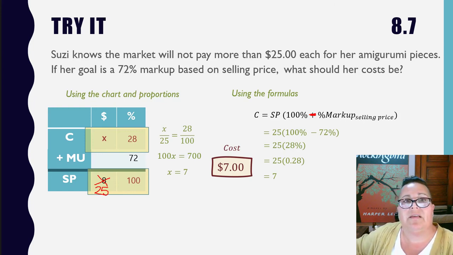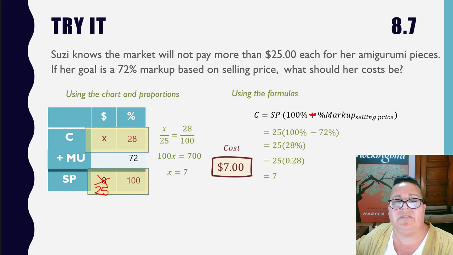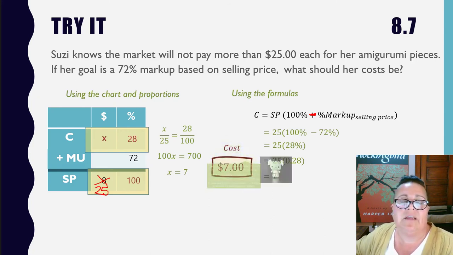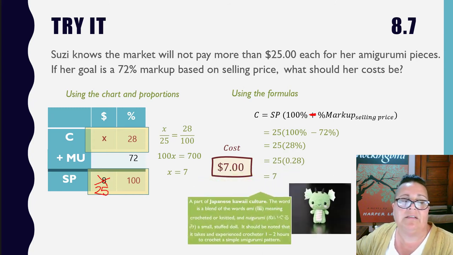Now, just because I find it interesting and because my name is kind of in it, amigurumi, in case you were curious, is one of my favorite little pastimes. It's a part of Japanese culture. You make adorable little crocheted stuffed animals. It should be noted that it takes approximately 1 to 2 hours to crochet even the simplest of amigurumi pieces, which means if her cost is $7 and she's including her labor, she's getting paid less than $3 an hour. So I hope she's not including her labor in that.